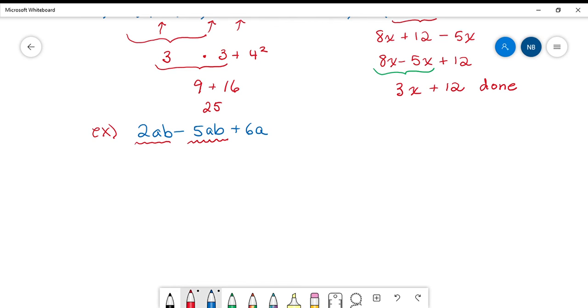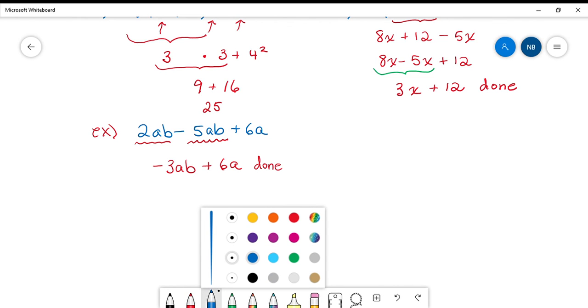So the only simplification I can do is to realize that if I have 2ab and I take away 5ab, I'm taking away 3 more than I have. So 2ab minus 5ab is negative 3ab. And all I can do is recopy the plus 6a and then recognize that I'm done. I don't have any more like terms. I can't do any more simplification.